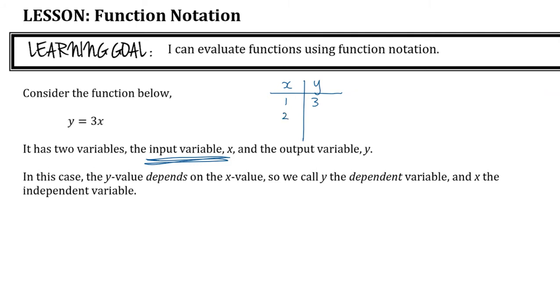What about 2? Throw the 2 at the equation. 3 times 2 is 6. Equation is going to give me 6 back. What about 10? Throw 10 at the equation. 3 times 10 is 30. Equation gives me 30 back.